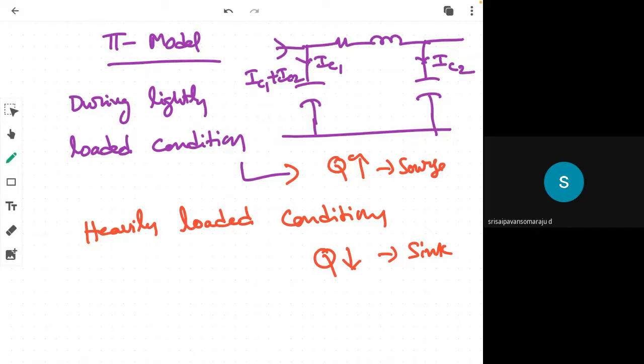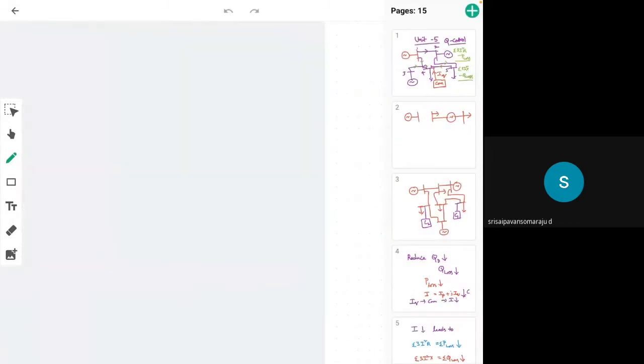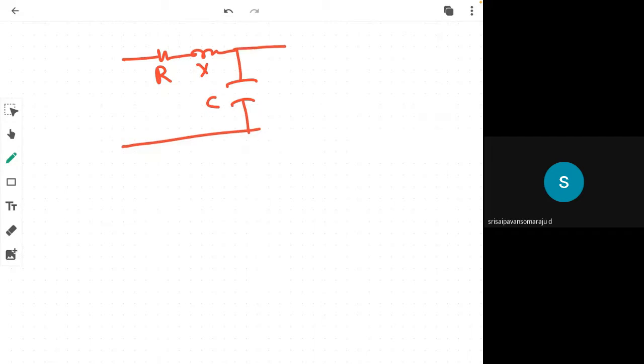For this condition, I want to explain one more point. Generally transmission lines can be modeled with an approximate model of R, X and C. Here, regarding the surge impedance loading, this is the variable load, the sending end voltage Vs, and this is the sending end current Is.